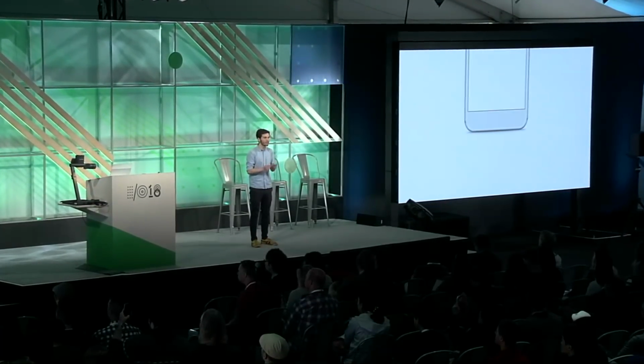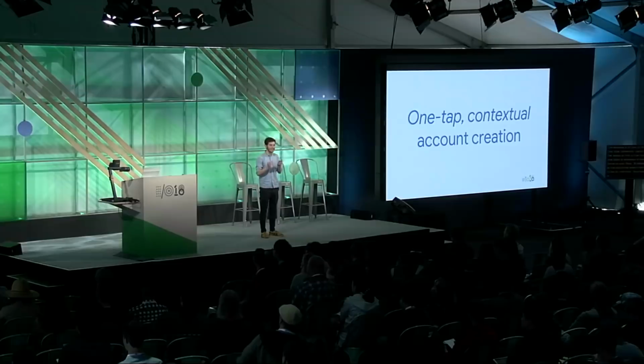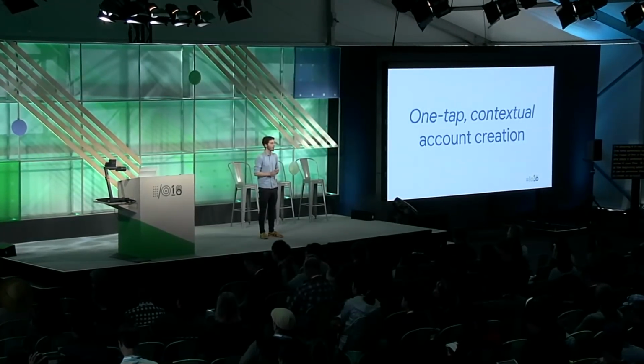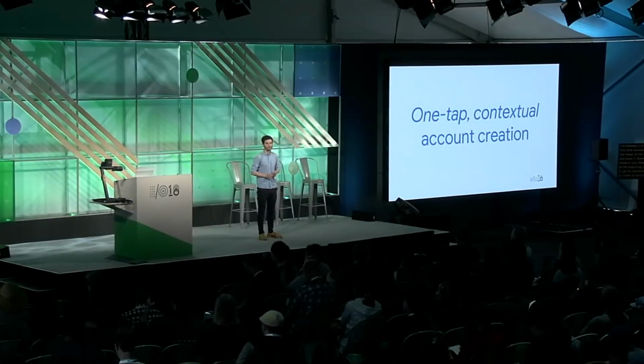But the magic of this is that you can take this and place it wherever it makes most sense in your flow. It doesn't have to be at the beginning when they first arrive. It can be wherever they have most intent to create an account. So it is one tap, contextual account creation, where it makes most sense for you.